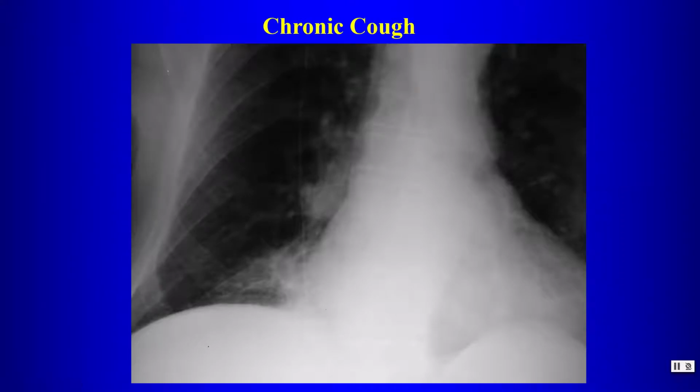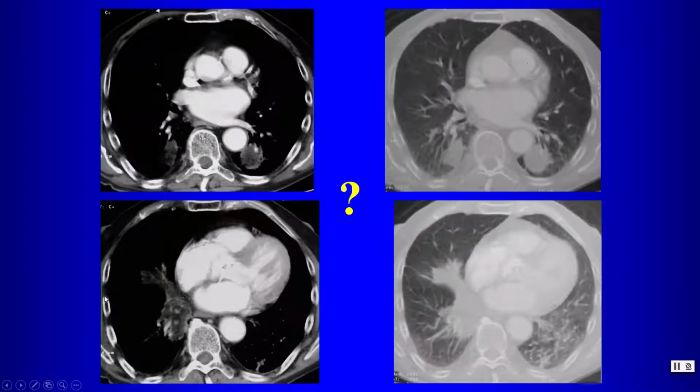So let's move on. Here's a patient who has a chronic cough, and we see this consolidation here at the right lung base. We look at that with CT, and we notice that we do see this consolidation, but what is peculiar about it is that it is very low in attenuation.